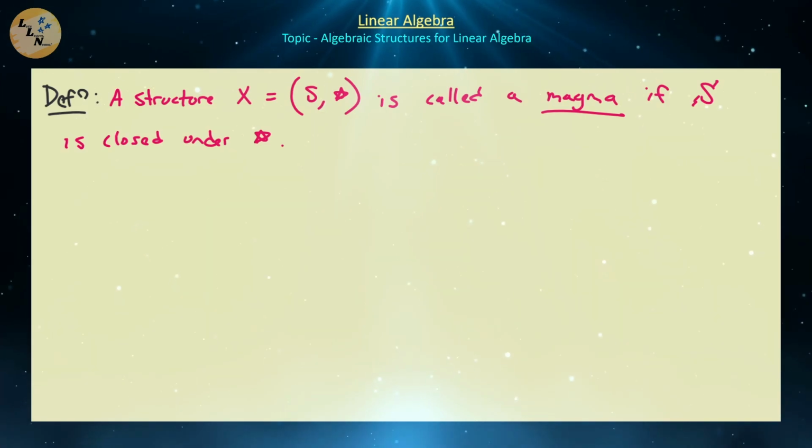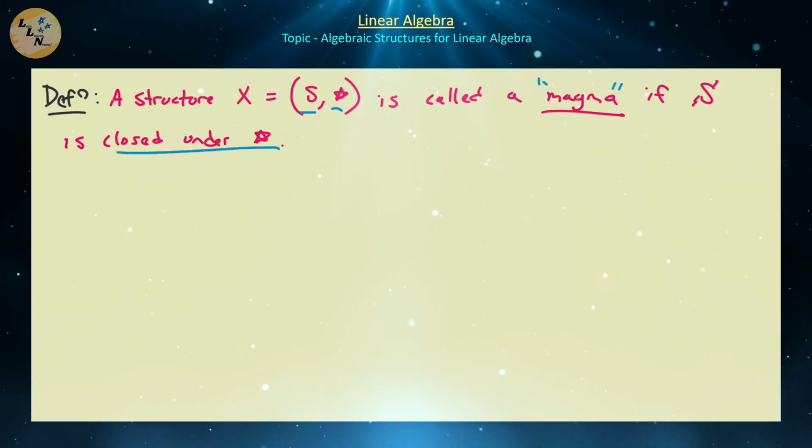Now that we have the basic notions of binary operations down, let's introduce our first algebraic structure that we're going to explore. A structure X, which is going to be a set coupled with a binary operation, which we're going to represent by star, is called a magma if that set S is closed under star.